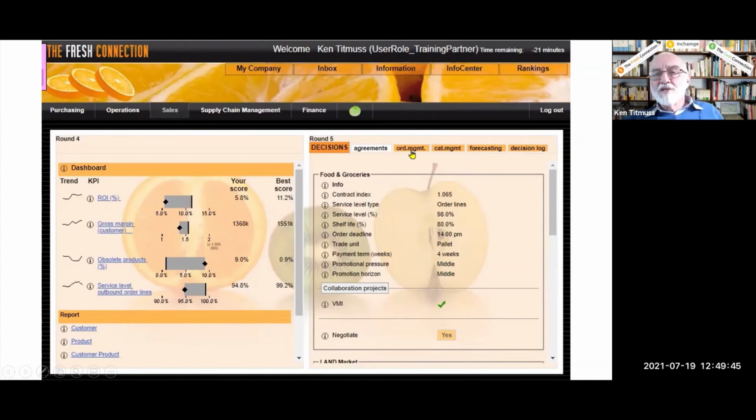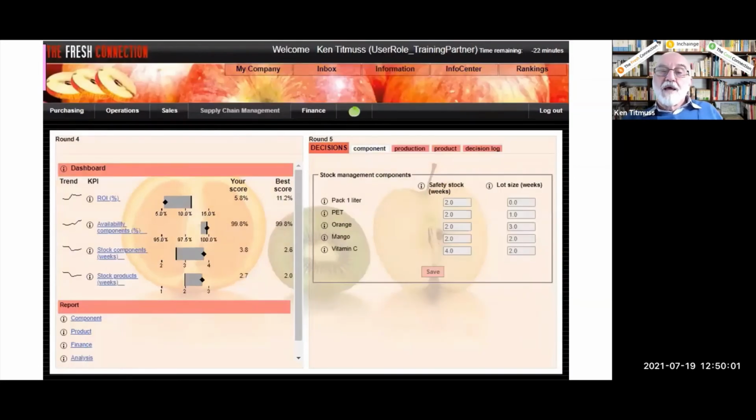You can go into order management, which looks at the shortage rules that you might have, and you've got category management that you determine which products do you want to sell to which customers. And then you've got forecasting here as well. And then on the supply chain side, we look at the components. We look at safety stock levels. We look at lot sizes for procurement of those particular products. We look at production, at how often we want to build those products. And we have a look at the finished products as well as far as safety stocks and lot sizes are concerned.